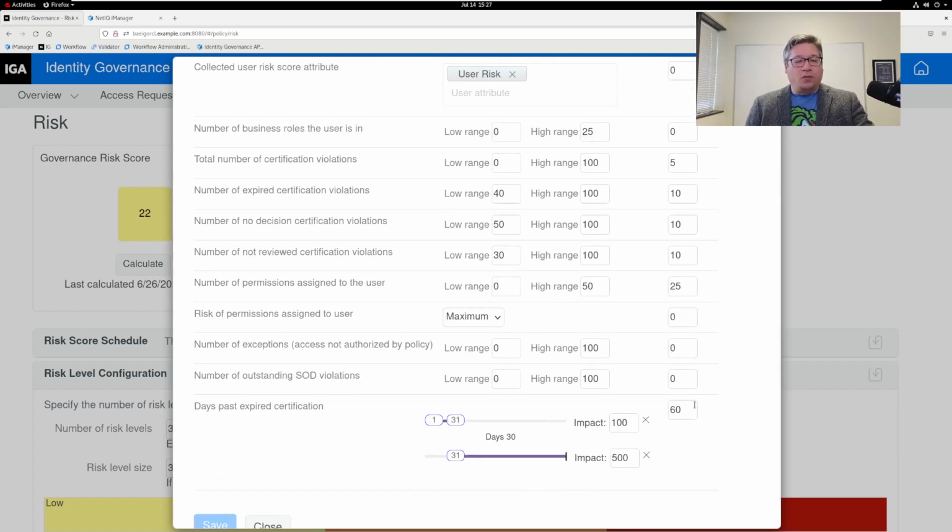Each user, when this is calculated, will then have a risk number assigned to them. A low number is a low risk, and a high number means you might want to investigate why that user has a high risk number.